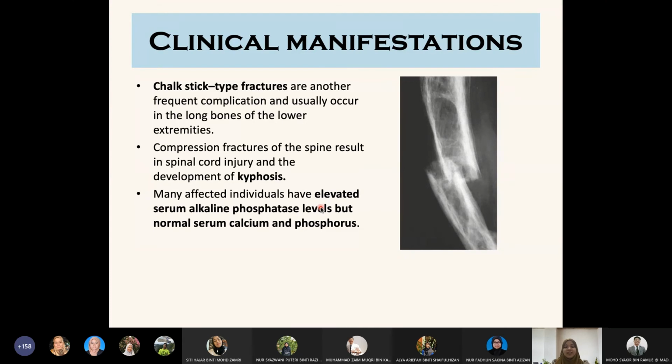At the mixed phase, they have increased osteoblasts, so biochemically they can have elevated alkaline phosphatase. Okay, but their serum calcium and phosphorus will be normal. This is because of the increase of the osteoblast activity, mainly at the mixed phase.